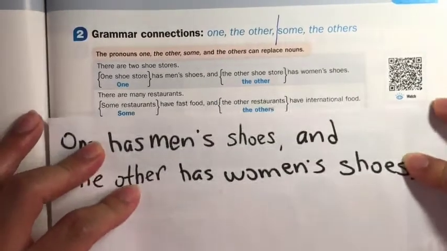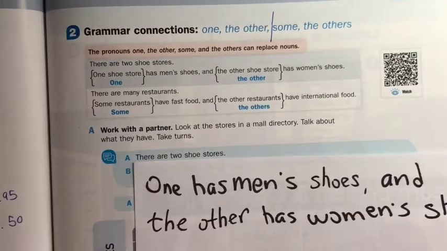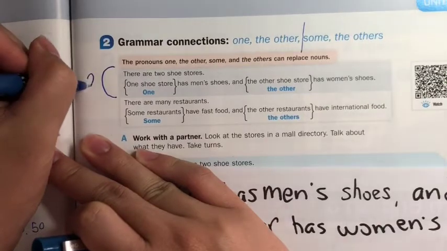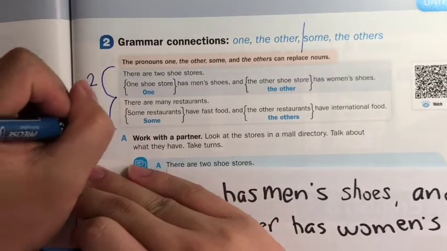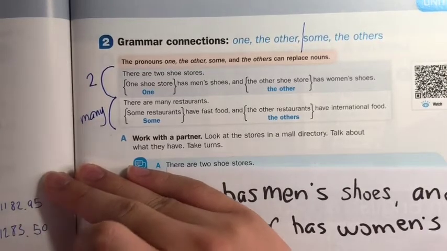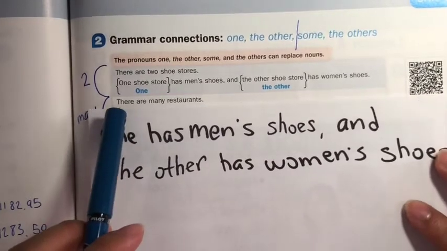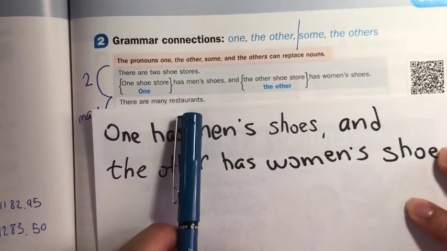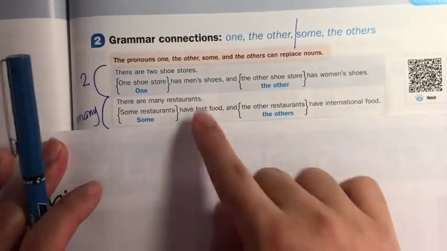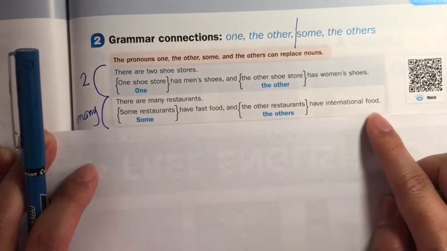So now let's talk about many. More than just two. For this, we're only talking about two things. For this, we're talking about many. So 3 or more. So, now there are many restaurants. Some restaurants have fast food, and the other restaurants have international food.